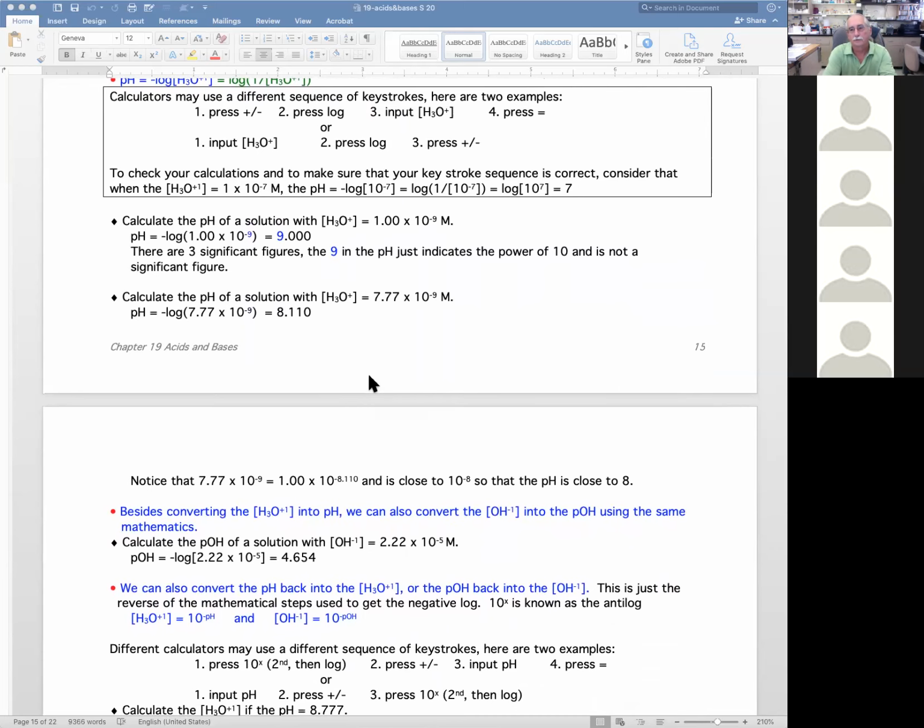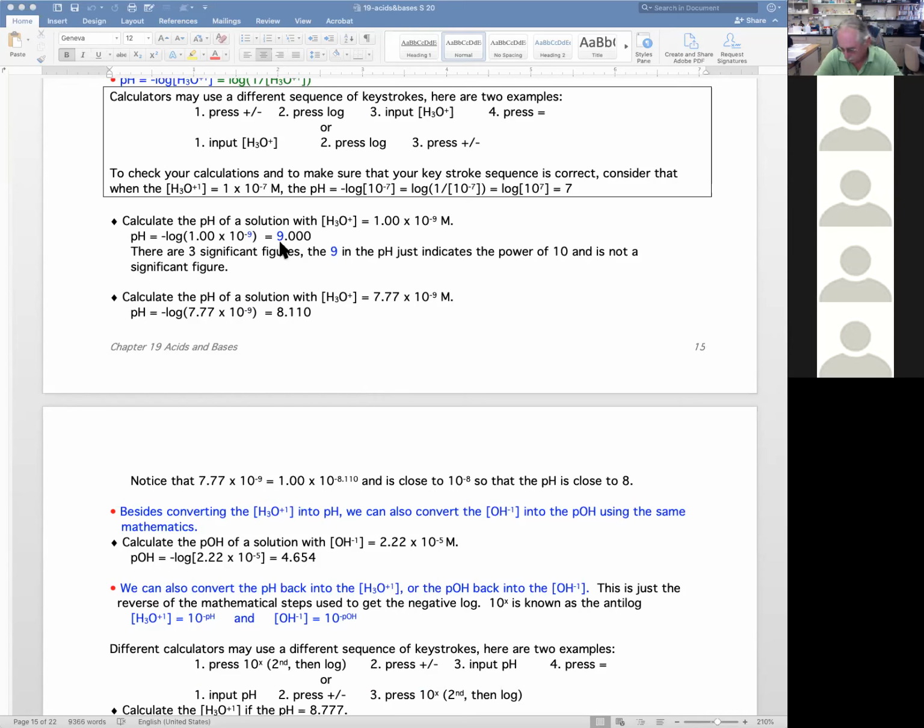So hopefully your calculators will do this quite easily for you. Calculate the pH of a solution if the hydronium ion is 1 times 10 to the minus 9. Well, you should get a pH of 9.